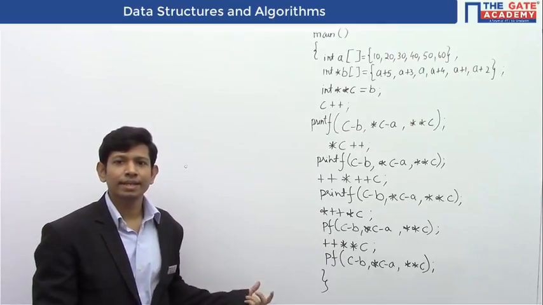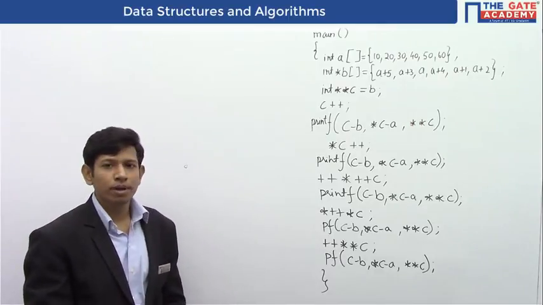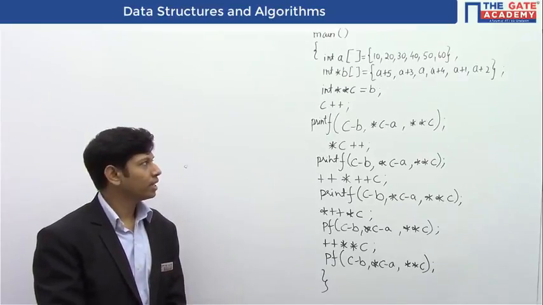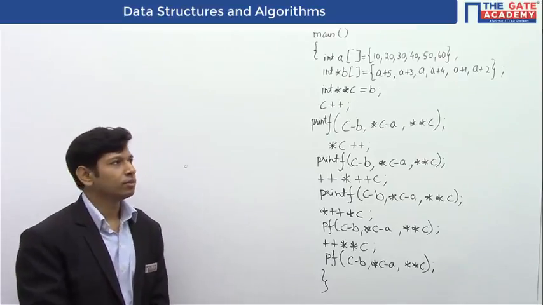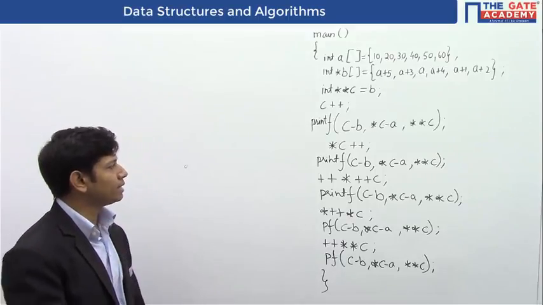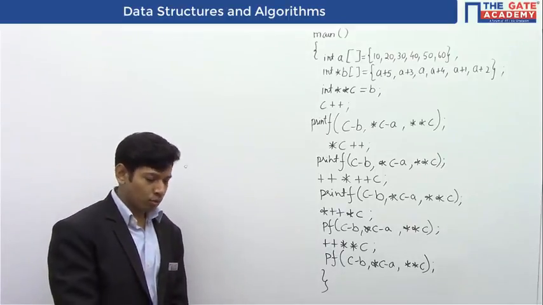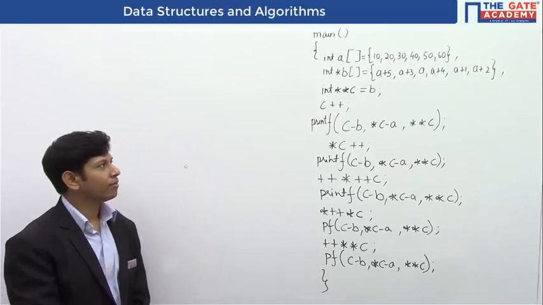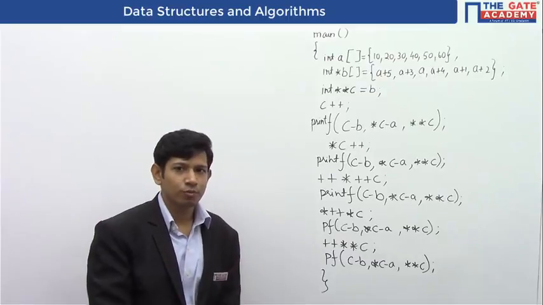Now let's see the next question. In this problem, we are given a C program and they are asking what is the output of the given C program. So as you can see in this given program, they are using arrays and pointers. So there are two concepts that are being used, arrays and pointers. Let's see how we have to solve such kinds of problems.